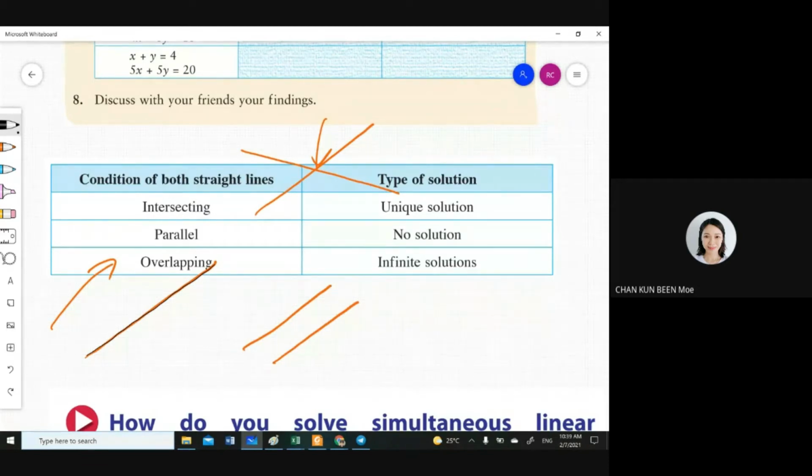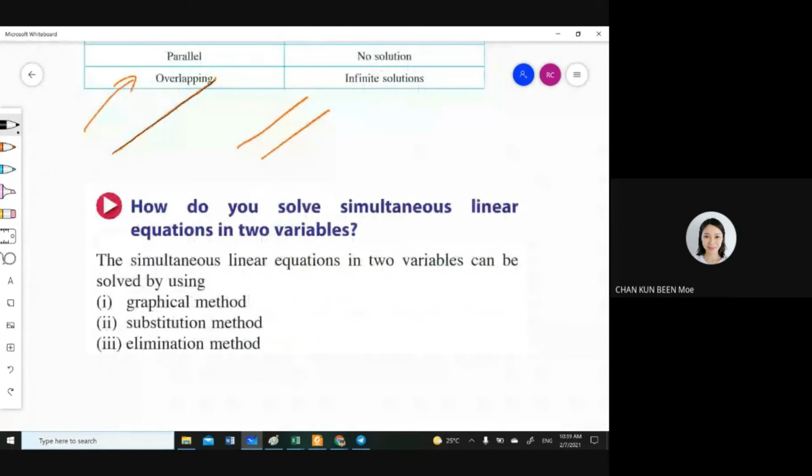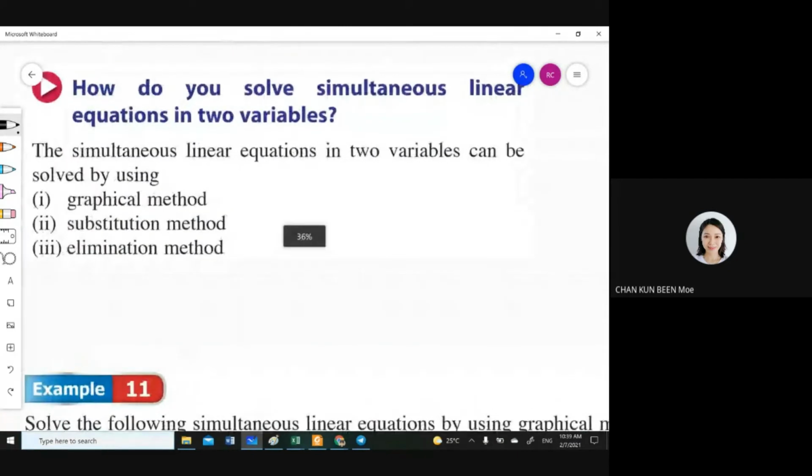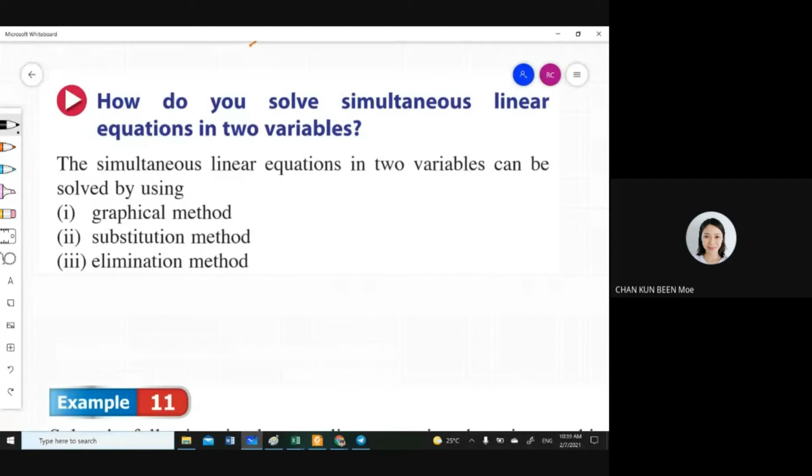Okay, now we look at how to solve simultaneous linear equations in two variables. So you can see there are three methods to be used. The simultaneous linear equation in two variables can be solved by using the first one, graphical method. This graphical method is the one that I showed you just now for that chicken and ducks. And then we have the substitution method. We are going to learn this now. And then we have the elimination method. Substitution method dalam bahasa Melayu dipanggil kaedah penggantian. Ya, bagus, penggantian.